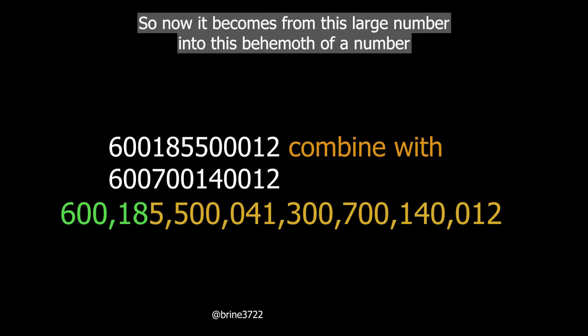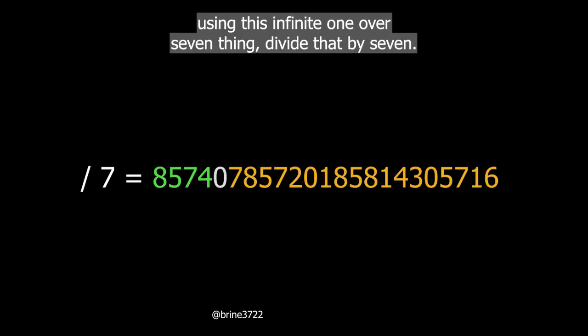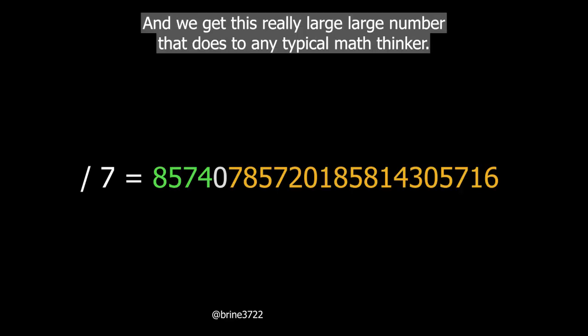Now let's plug this into our large number already. So now it becomes, from this large number into this behemoth of a number, 600,185,500,000,007,000,014,000,012. And surprisingly, again, using this infinite 1 over 7 pattern, we divide that by 7, and we get this really large number.